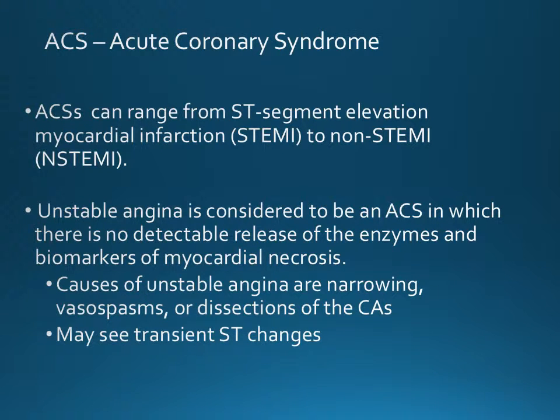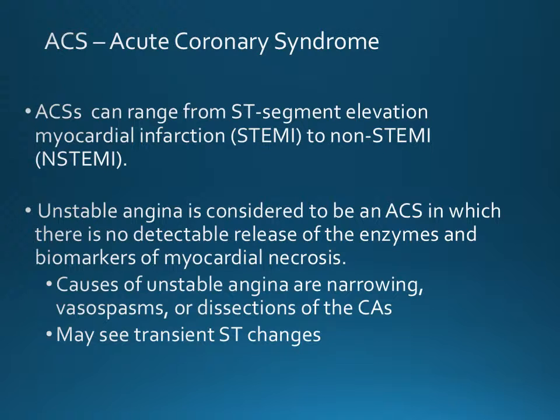So in review, acute coronary syndromes can range from ST segment elevation myocardial infarction, which is a STEMI, to a non-STEMI or non-ST elevation, and then also unstable angina, which is also considered to be on the acute coronary syndrome spectrum, in which there is no detectable release of enzymes and biomarkers of myocardial necrosis.